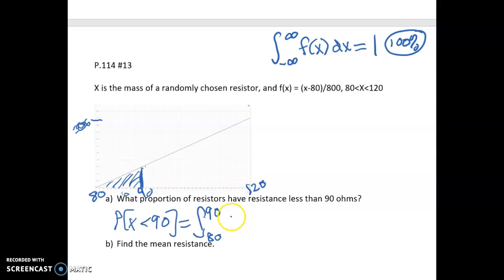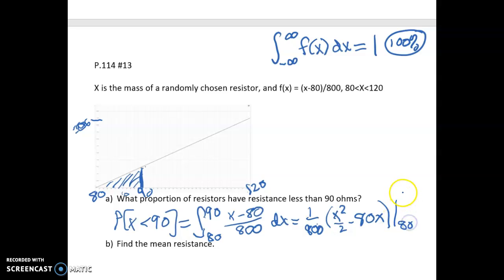The f of x function is x minus 80 over 800. You'll have to remember some of your integration rules. This is like a power rule: x squared over 2 minus 80x. Then you're going to evaluate from 80 to 90. If you do that, I did it, and I ended up getting 5/8 in the end.